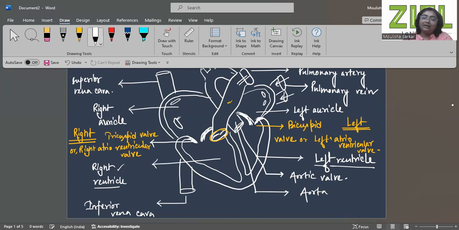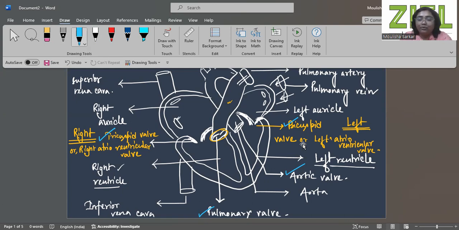And another valve you can see at the mouth of the pulmonary artery, present between the right ventricle and pulmonary artery, which is the pulmonary valve. So if we revise, we have actually 4 different types of valves present in our heart: the tricuspid valve, the bicuspid valve, the pulmonary valve and the aortic valve. So these are the 4 valves. I'll tell you the function of these valves. So this is the overall structure of the human heart.